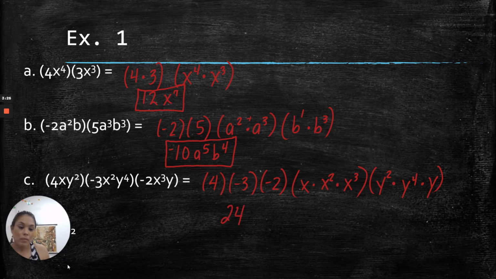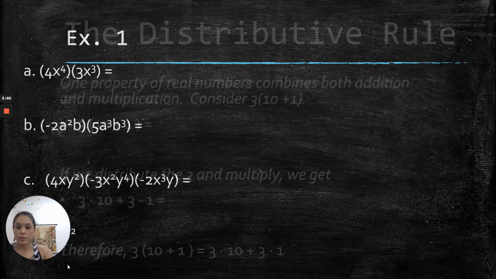And then I've got all of the same bases, so I add my exponents. 1 plus 2 is 3, plus 3 is 6, so that is x to the 6th power. Y, all the same bases here, so all I'm going to do is add. This is 2 plus 4 plus 1, which is 7. My answer is 24 times x to the 6th power times y to the 7th power.